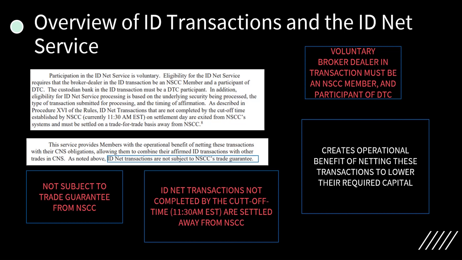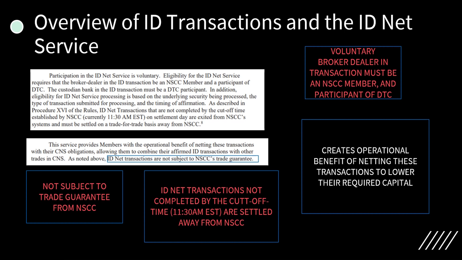Now, overview of the ID transaction and net settlement continued. Participation, of course, is voluntary. Now, eligibility, how you would be eligible to use this service: the broker-dealer in the ID transaction has to be an NSCC member and a participant of DTC. The custodian bank in the ID transaction must be a DTC participant. In addition, eligibility for ID net service processing is based on the underlying security being processed, the type of transaction, and the timing of affirmation.